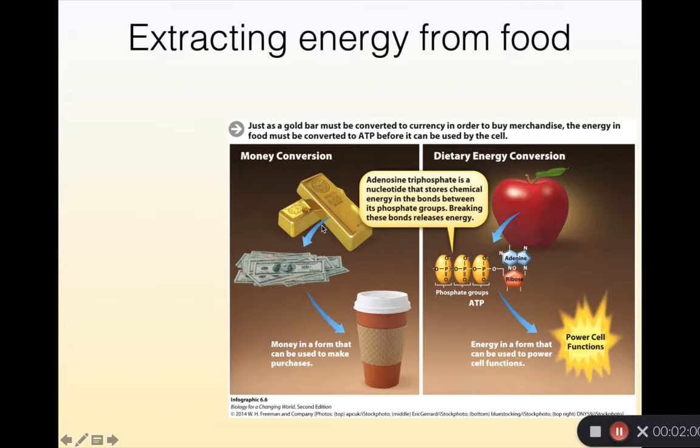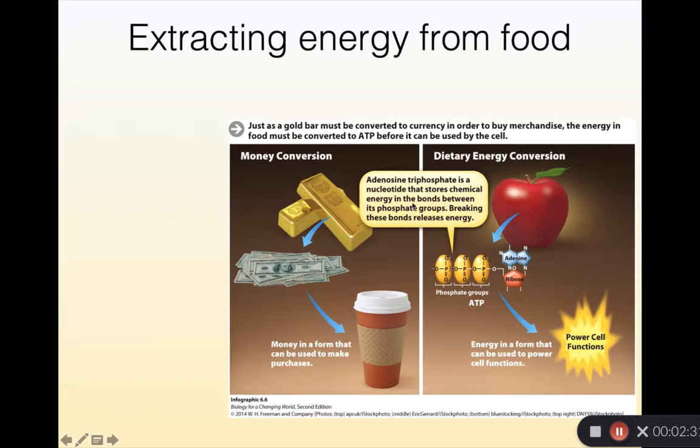For example, if we have gold bars, which in this case is what we're going to say is food, you're able to extract or convert these gold bars into money. And in this case, dietary food is going to be stored in these powerful energy containments called ATP, and we're going to be coming back to this molecule a lot in this lecture.